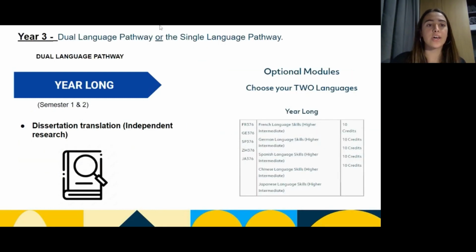Then in third year, you also have 2 pathways you can pick: the dual language pathway or the single language pathway. The single language pathway basically means you drop a language. For example, let's say you picked Japanese and Spanish, and you only want to concentrate now on Spanish. You drop Japanese and only focus on Spanish. However, if you pick the dual language pathway, you will continue with the 2 languages. Both pathways have, in semester 1 and semester 2, the core module dissertation translation, which is basically an independent research. And then you also have optional modules. You choose 2 of your languages for the year long, which are here in the table.